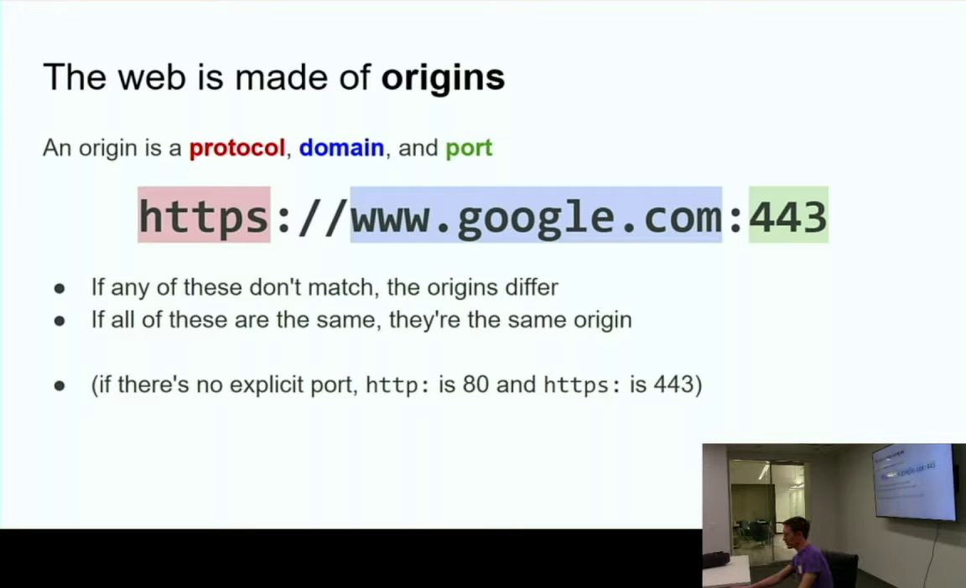First thing to know is the web is made out of origins. Before I can talk to you about any kind of cross-origin resource sharing, which is what CORS stands for, an origin is just a tuple of a protocol, a domain, and a port. A protocol is HTTP or HTTPS. Domain is whatever web domain name. And your port is usually optional, and defaults to 443 or 80, depending on which protocol you're using.